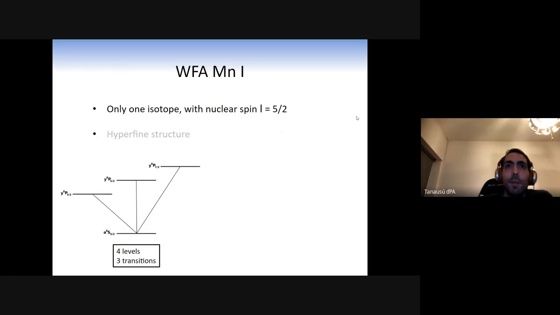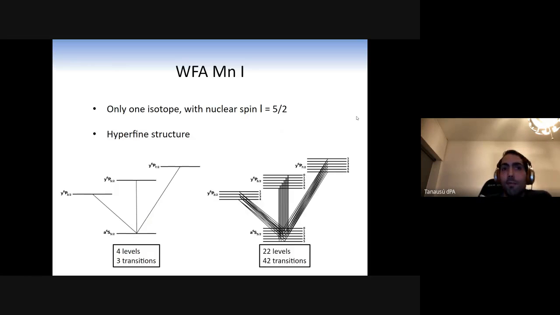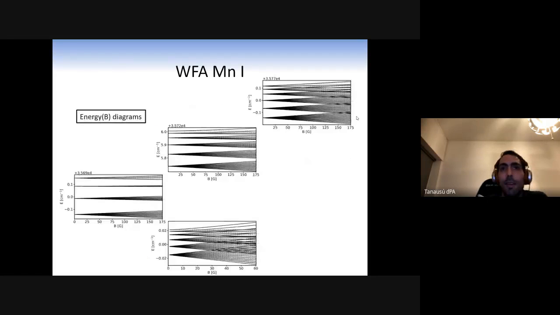However, what happens with the manganese is that we have one single isotope with nuclear spin 5½. That means that this is an ion with hyperfine structure, and we don't have 4 levels and 3 transitions. We actually have 22 levels and 42 transitions.